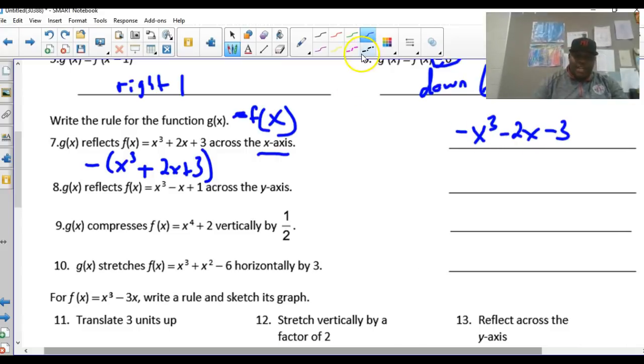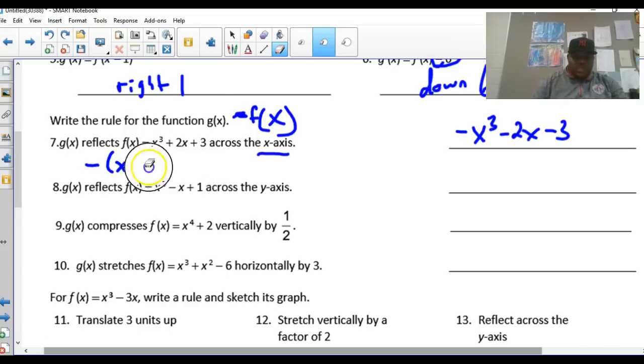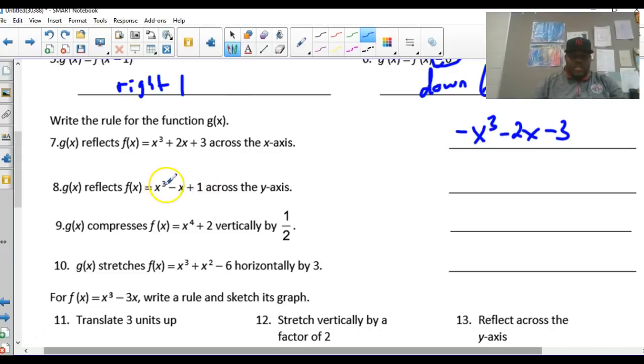So, let's take a look at this next one. We have x cubed minus x plus 3, and we're going to reflect across the y-axis. So what that means is you have f of negative x. The negative is applied directly to the x, not out front, but directly to the x in the parentheses with it. So every x will have a negative, and you have negative x cubed.